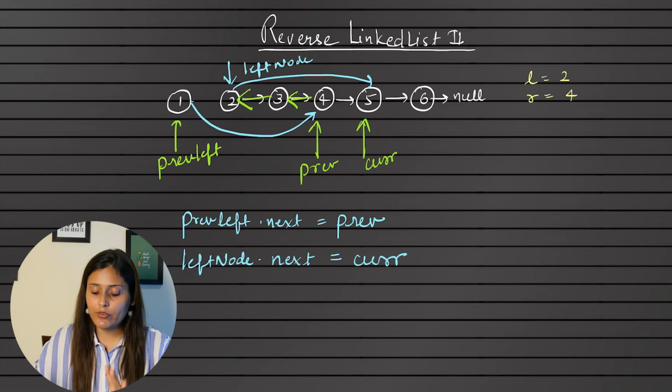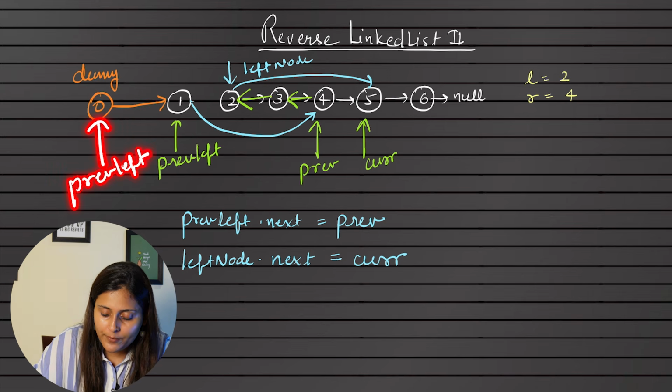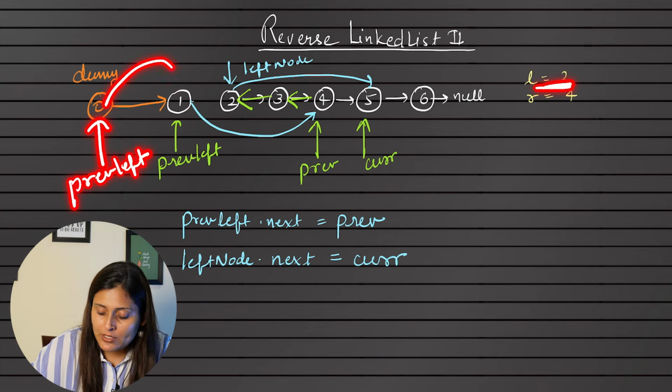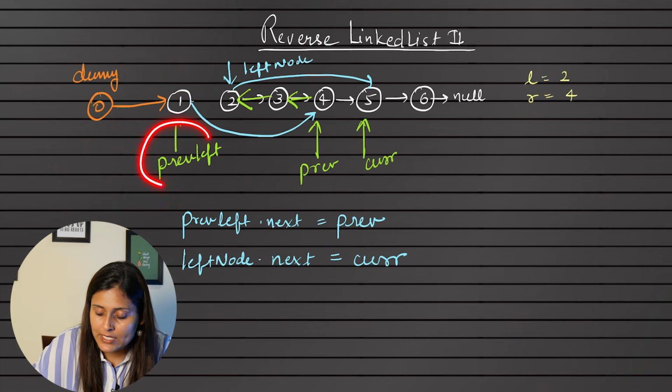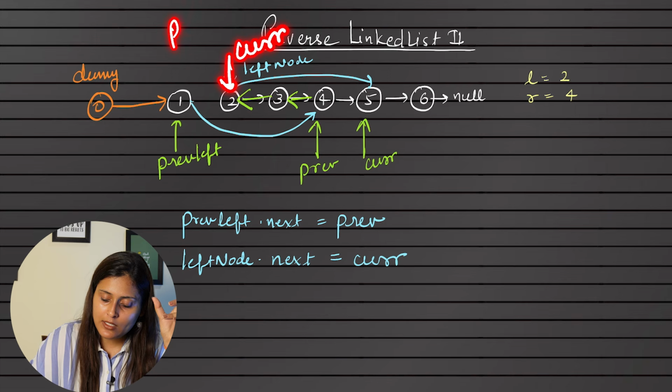Okay? So now how we will do? First, we will start a dummy node. So now what we'll do? We'll start our previous left node from here and we'll take left minus 1 jump, means 2 minus 1 means only 1 jump. So previous left will be standing here. Once done, we'll start our current alias. Okay, and with that theory means we will start our previous with null pointer.